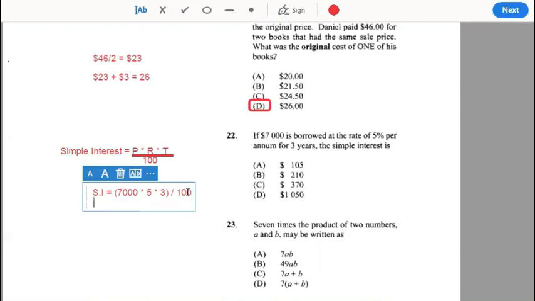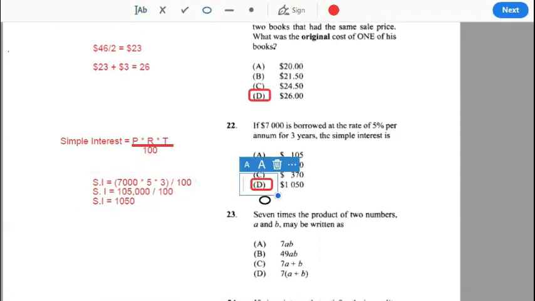So simple interest is equal to 105,000 divided by 100, cancelling of zeros, getting simple interest being $1,050. So our answer is B.